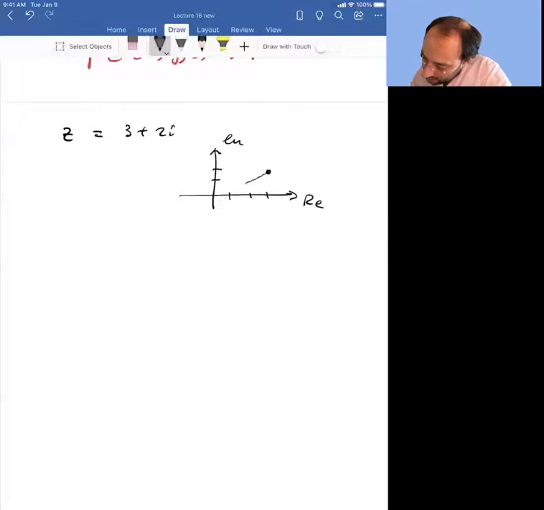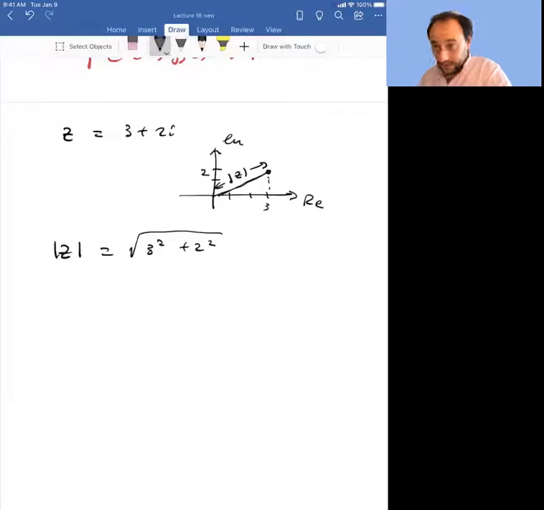You can think of a complex number as a vector, and as any vector, it has a magnitude. This is the magnitude of the complex number, and it is given by the Pythagorean theorem. Think of this as a right triangle: this side is 2, this side is 3. And so the magnitude squared is 3 squared plus 2 squared.